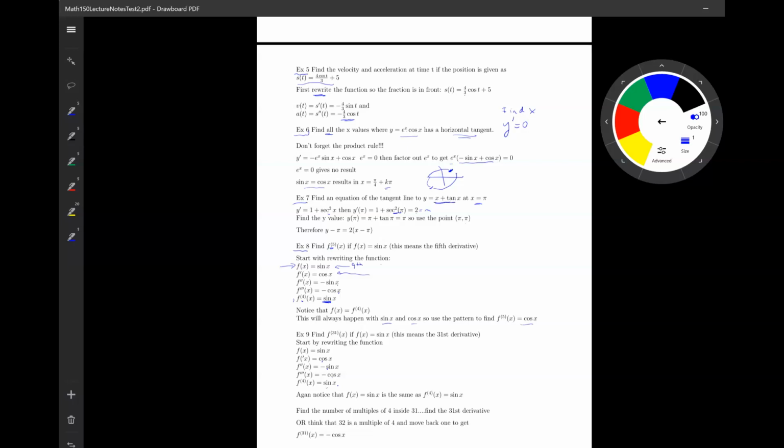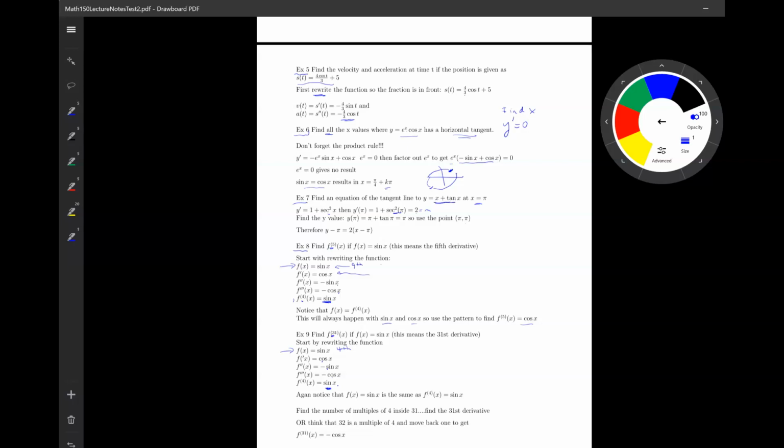So we see with sine or cosine, every fourth derivative comes back to the beginning. So if I want to find the 31st derivative, I don't want you to go and find 31 derivatives. Start by writing the original function. Find the derivatives. The fourth derivative is your original function. So then you've got options of how to find what the 31st derivative is. You could think of all the multiples that are inside of 31.